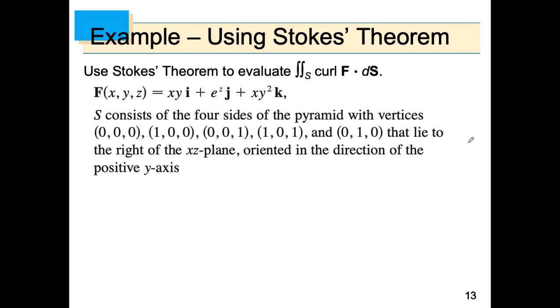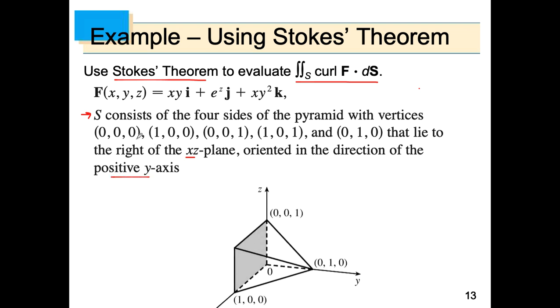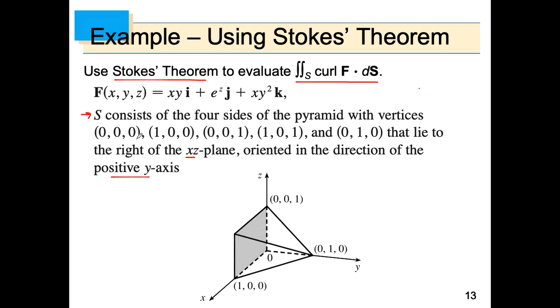So in this example here, let's go ahead and use Stokes' theorem to evaluate the surface integral, which again means if I use Stokes' theorem, we're actually going to convert this into a line integral. Where S consists of the four sides of the pyramid with vertices, they're listed here, and that lie to the right of the XZ plane, oriented in the direction of the positive y-axis. So be oriented away from the surface itself.